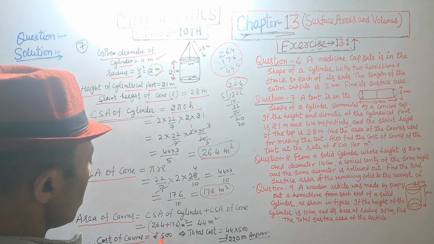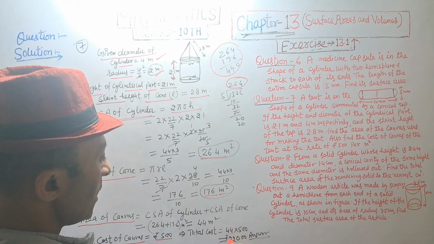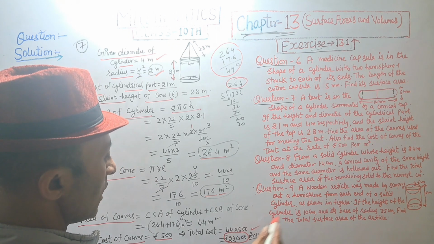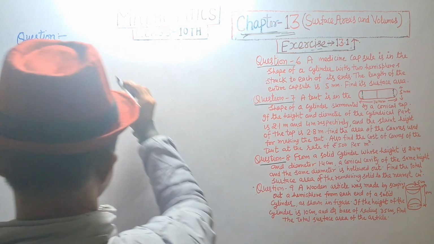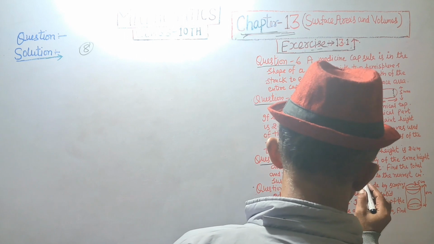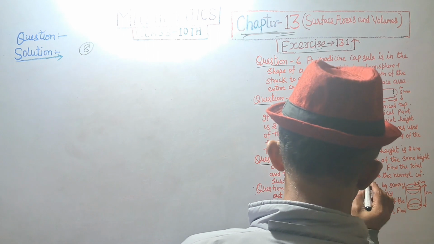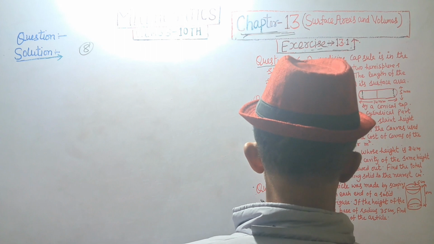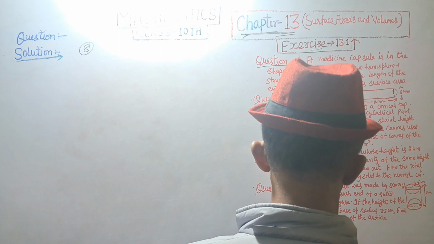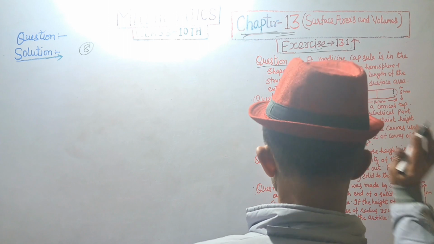And given cost of canvas is rupees 500, so total cost we get 44 multiplied by 500, that is rupees 22,000. Answer. Question number 8. From a solid cylinder whose height is 2.4 centimeter and diameter 1.4 centimeter, a conical cavity of the same height and the same diameter is hollowed out. Find the total surface area of the remaining solid to the nearest centimeter square.